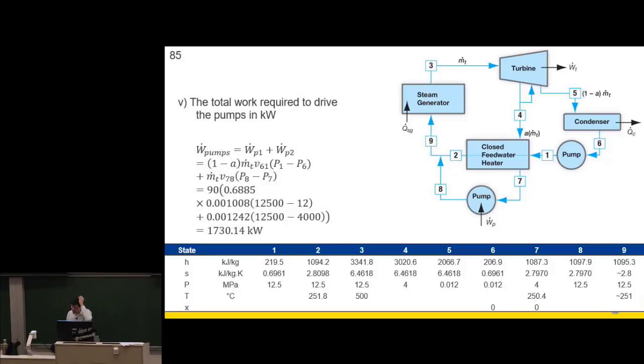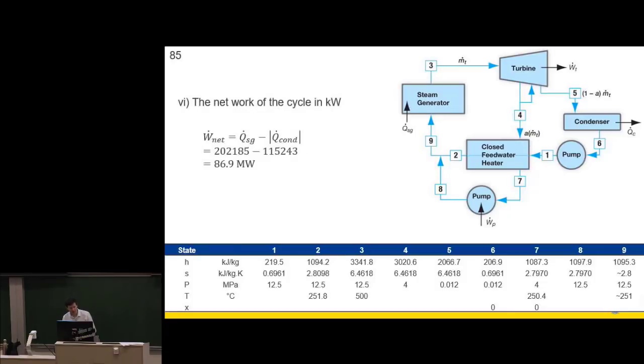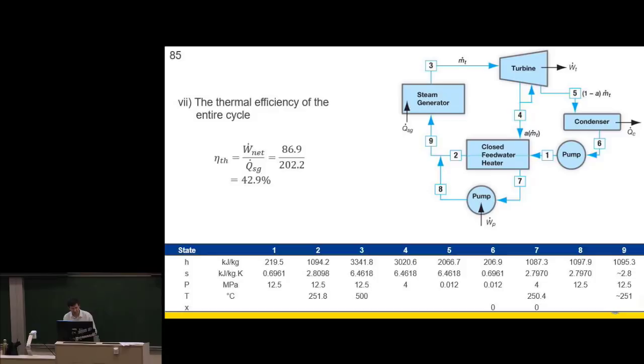The pump work is higher. And I think that comes down to the fluid being less dense through pump 1, but it's within margin of error to be the same. The network turns out to be the same. Yesterday's cycle was 86.6 megawatt. I've got an error in my calculations that gives me 2 slightly different values, but they're around the 86.6. The thermal efficiency ends up being the same. All these calcs are given for yesterday as well.